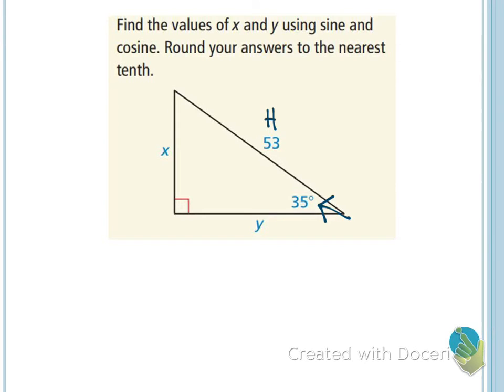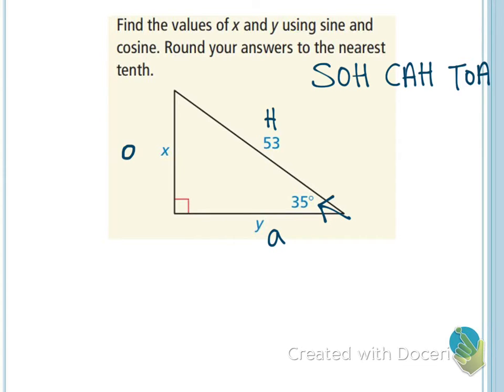53. Which of these is opposite x, which means my adjacent is y. I'm going to tell you the hardest part of this particular problem is the fact that these numbers are switched, like 53 and 35. So be careful when you're typing them in a minute, because people make those mistakes.